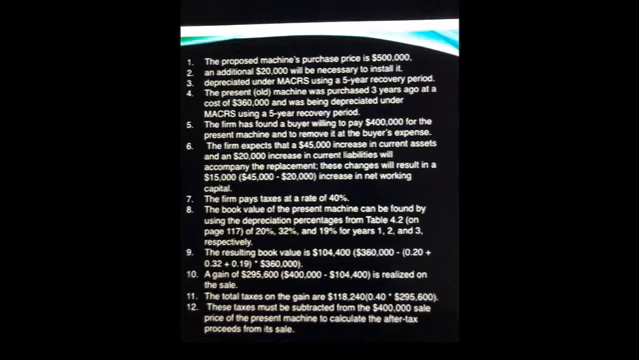The firm expects that a 45,000 increase in current assets and a 20,000 increase in current liabilities will accompany the replacement. These changes will result in a 15,000 increase in net working capital, which is 45,000 minus 20,000. The firm pays taxes of 40%. The book value of the present machine can be found using the depreciation percentages from Table 4.2, which are 20%, 32%, and 19% for years 1, 2, and 3 respectively.